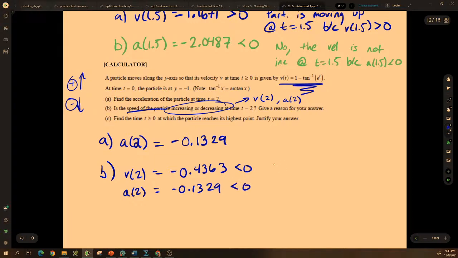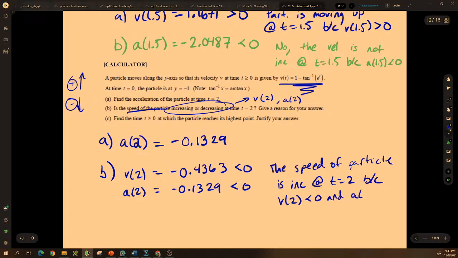So now I can say the speed of the particle is increasing at t equals 2 because V of 2 is less than 0 and A of 2 is less than 0. That's all I have to say. They're both less than 0. If you want to, you can write same signs. If they have the same signs, the speed is increasing. If they have opposite signs, then the speed is decreasing.